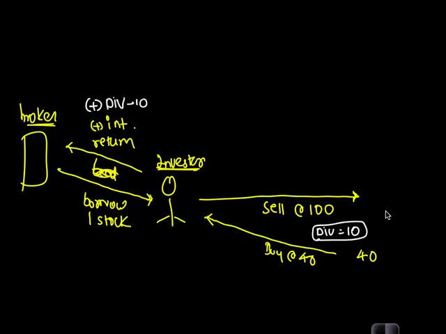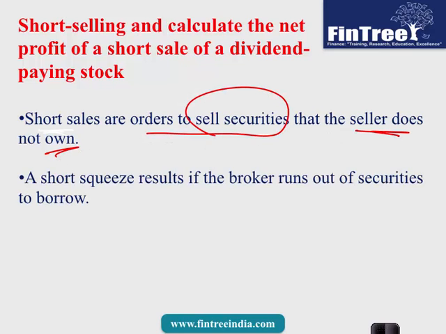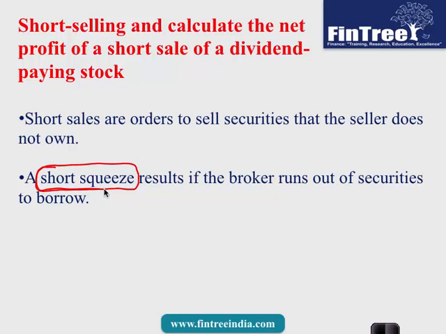Any questions here? Okay. So it was a fairly straightforward learning outcome. Short sales are orders to sell securities that the seller does not own. This word you might want to write down: short squeeze. Short squeeze happens if the broker runs out of securities to borrow. What happens in a real-world scenario is that even the broker borrows those securities. So there are SLB schemes, securities lending and borrowing. The broker borrows them and then lends to you. So if the broker himself is not able to borrow, then that scenario would be considered a short squeeze.